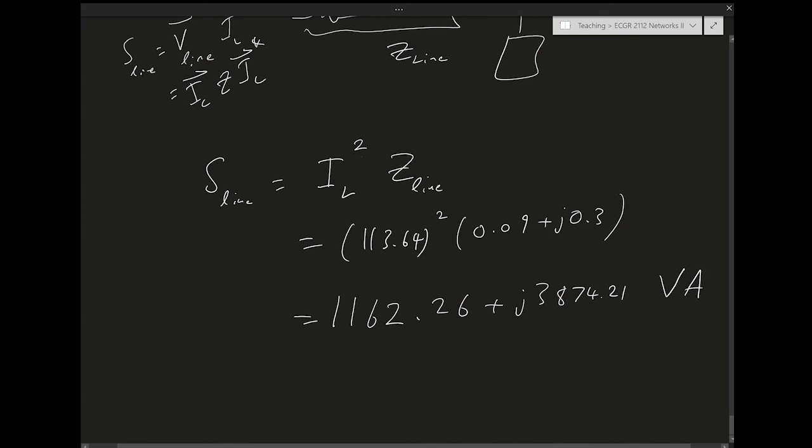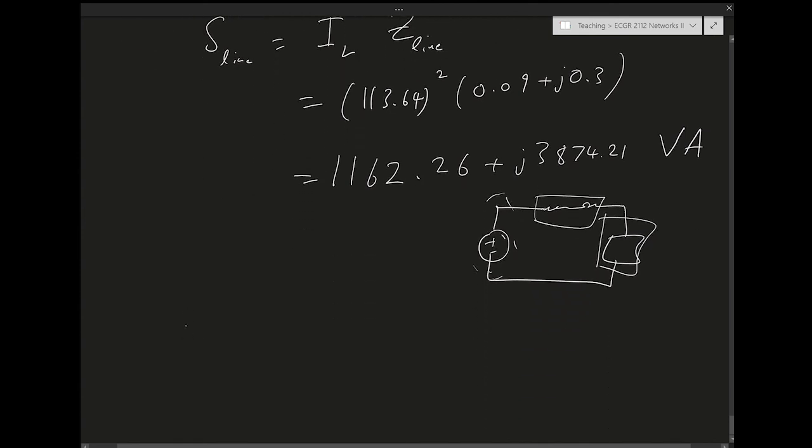Now, we said from the conservation of power that in the circuit, the amount of complex power consumed by the line and the load is going to be equal to the amount of complex power supplied by the source. The total amount of complex power consumed is just going to be the sum of those two complex powers. So this is the total complex power consumed by the circuit, which is equal to the total complex power supplied by the source. It's just going to be SL plus S line.